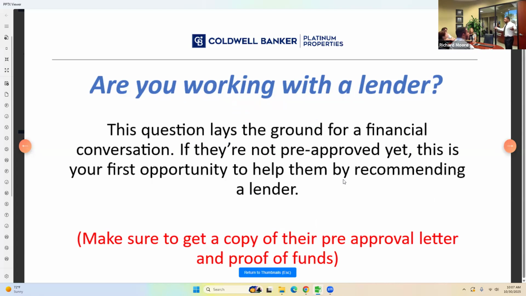how much do you want to purchase? Like up to how much? What's your limit? If they're working with a lender, have you been pre-approved? If so, for how much? You need to know what the purchase power is.